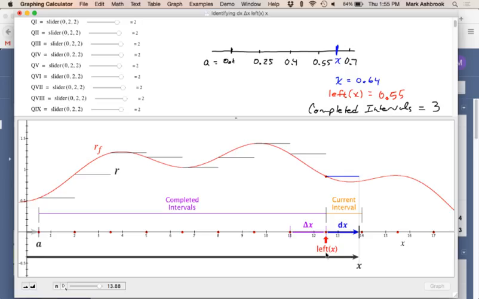And we found out, how many completed intervals are there? In general, it's the floor of (x minus a) over delta x, right? So that's the number of completed intervals. That's how many intervals we traverse across. So left x is?